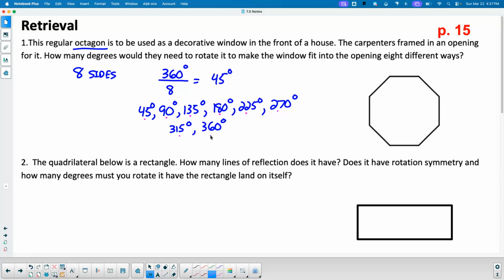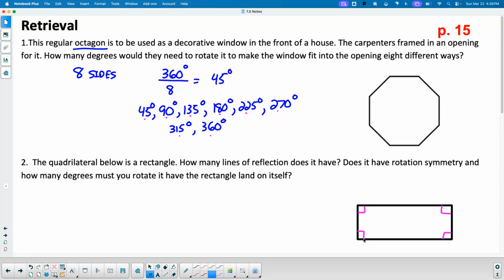Here in number 2, the quadrilateral below is a rectangle. So what we know about it is that it has 4 right angles, or the 4 angles of the quadrilateral. How many lines of reflection does it have?